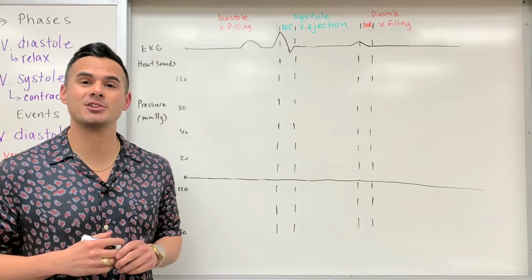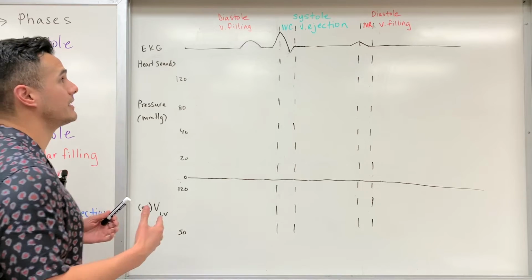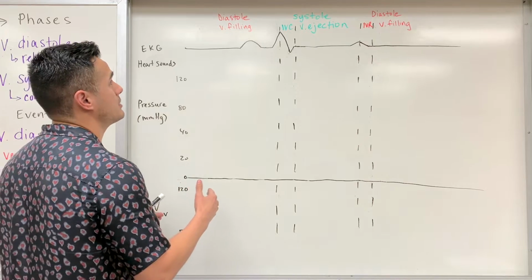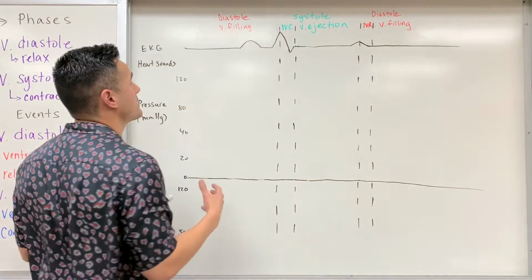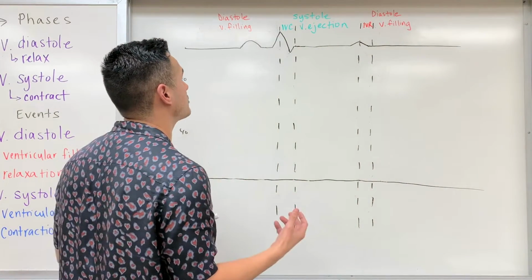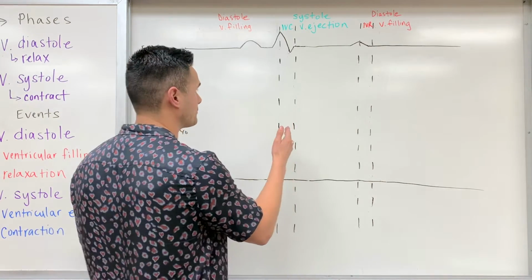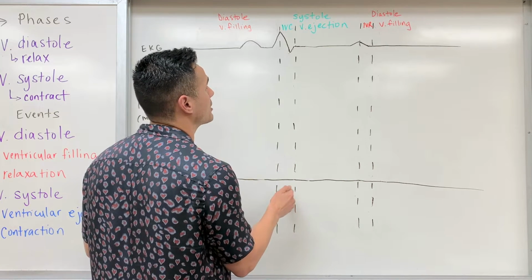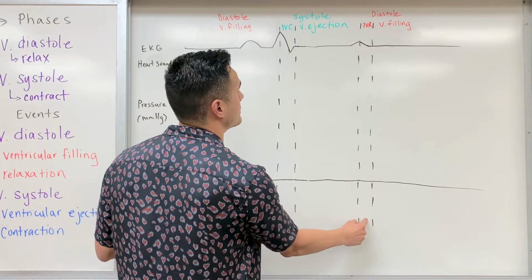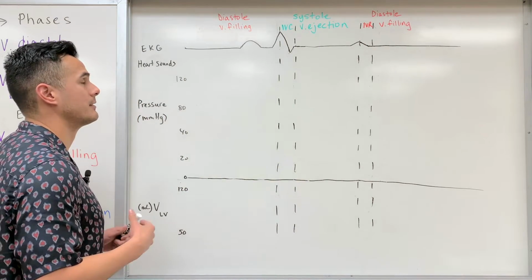Now let's use a graph to show the different changes in volume and pressure during the cardiac cycle. The first thing to look at is the different phases as well as the different events. You have diastole and systole. Remember, diastole is relaxation of the ventricle. Systole is the contraction of the ventricles. So we have ventricular filling occurring during diastole, and then isovolumetric contraction during systole. Then it's ventricular ejection, and then the last one is isovolumetric relaxation, and then we restart this process again at the filling of the ventricles.